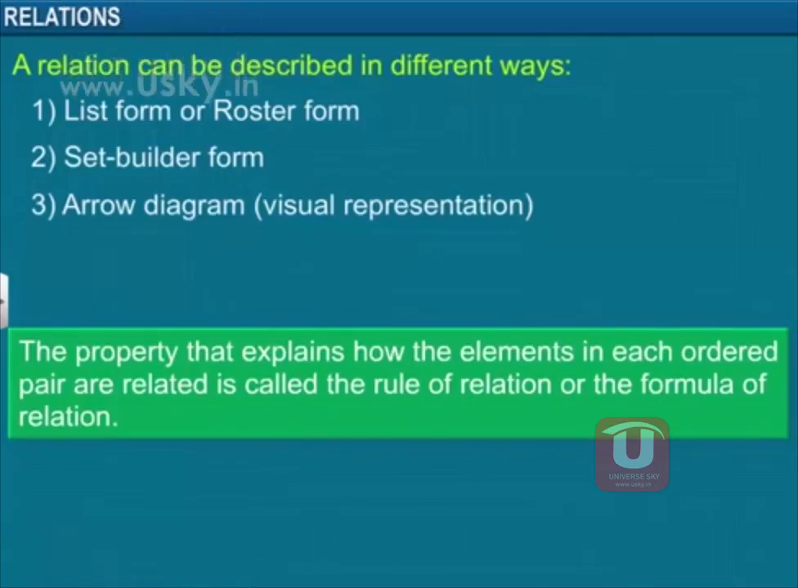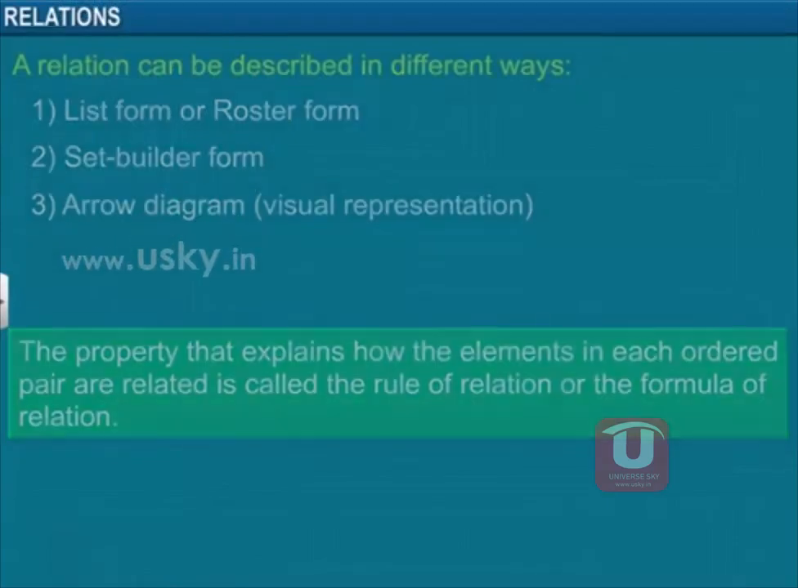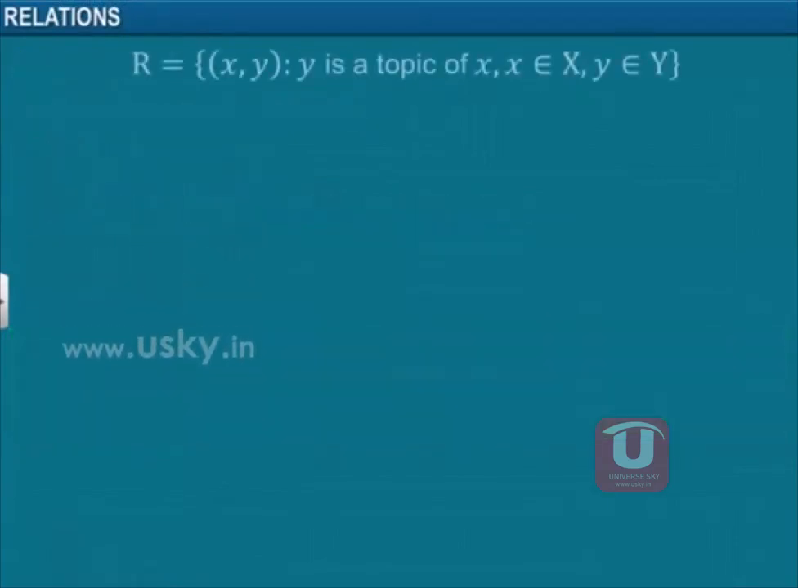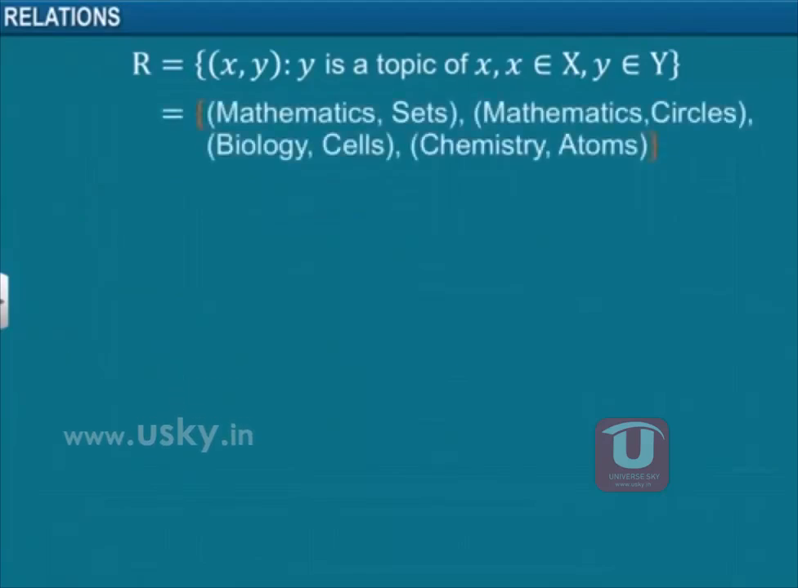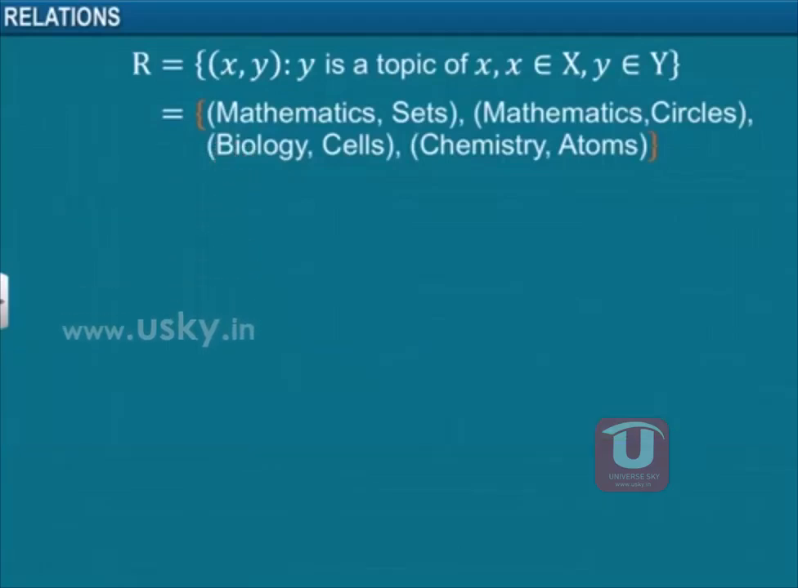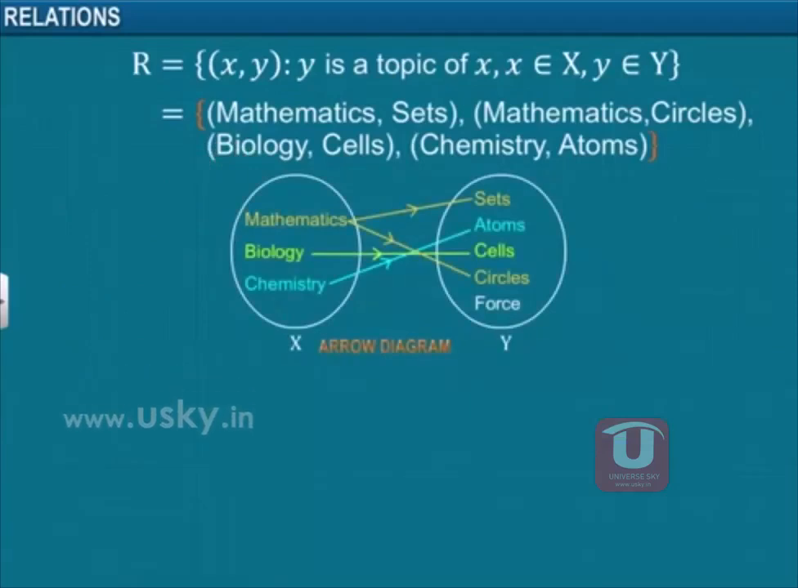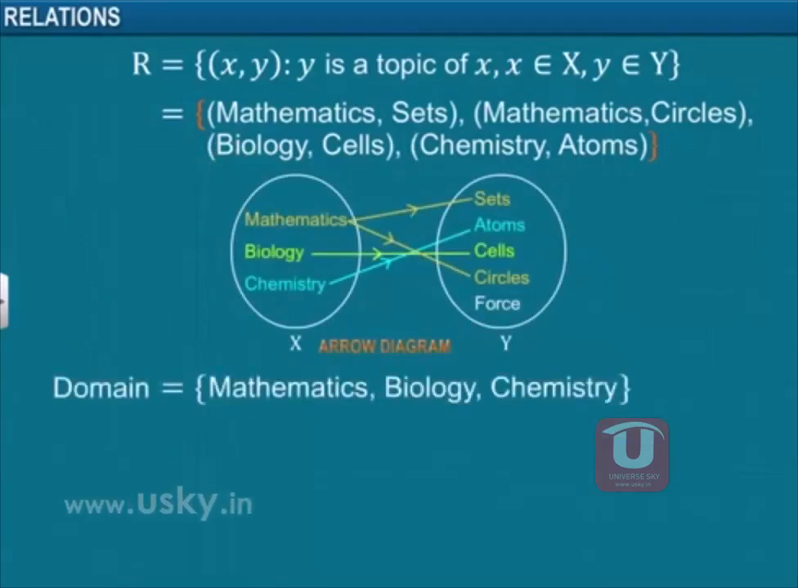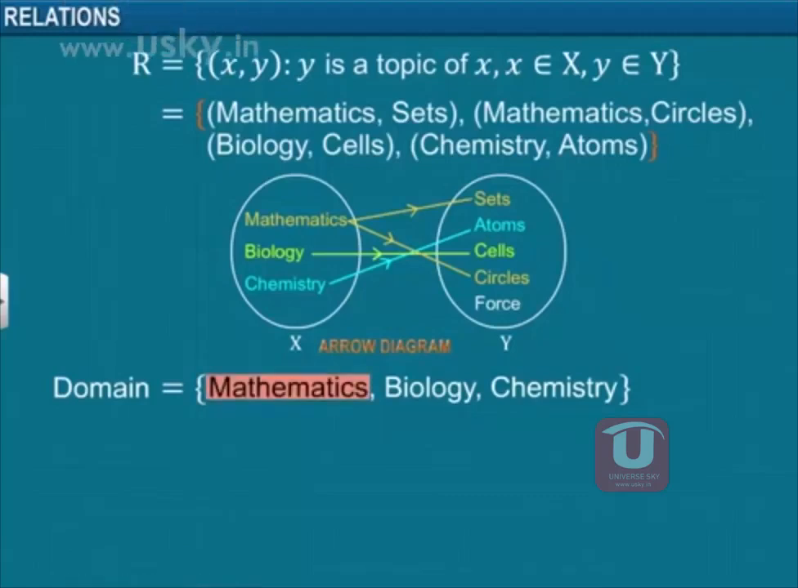Let us now find the range, domain, and codomain of the relation R. The set of the first coordinates of all the ordered pairs of a relation R is called the domain of R. In this case, the domain of R has 3 elements, namely mathematics, biology, and chemistry. Observe that the repeated elements are written only once.